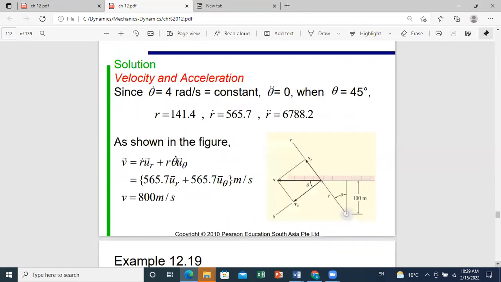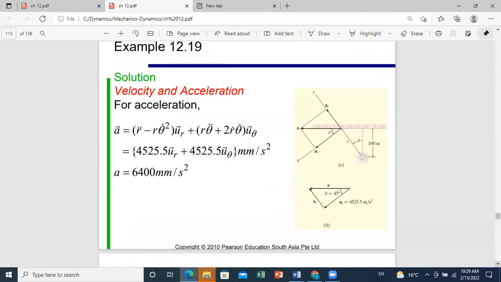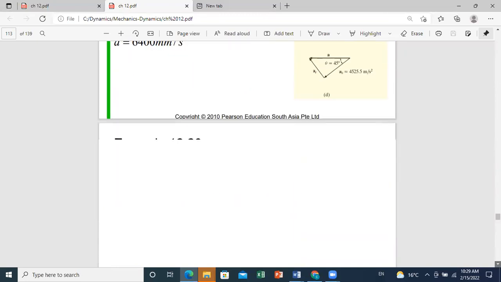Then after finding your vectors, you can calculate the magnitude. For velocity, you do radical v r square plus v theta square. And for your acceleration, it's radical a r square plus a theta square. So this is for magnitudes.